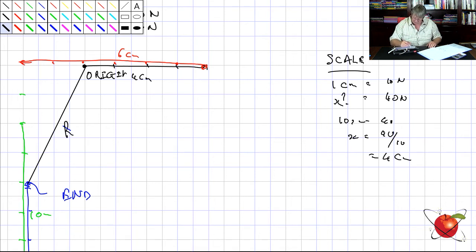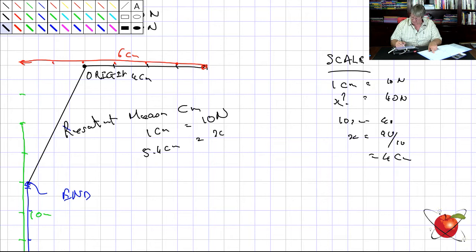And this is my resultant, isn't it? How do I work out what it is? Well, what do I do? I measure it in centimeters. Then I use my scale. 1 centimeter is equal to 10 newtons. When I measure it, I get 5.4 centimeters, which must be x newtons. So cross multiply, x must be equal to 54 newtons, correct?